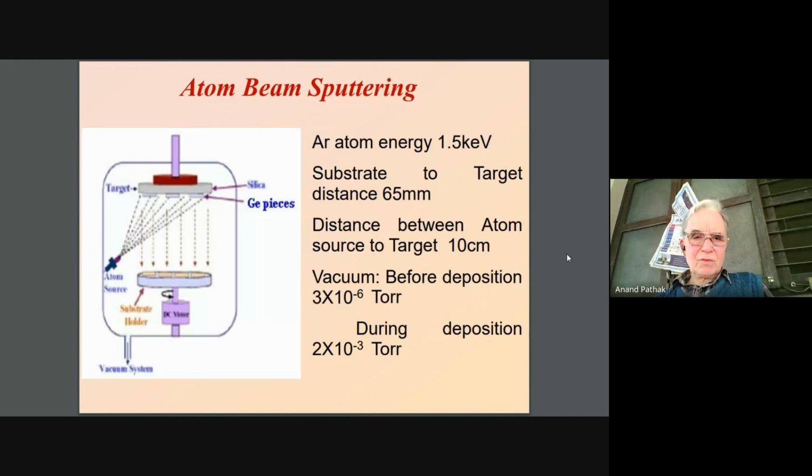See, atom beam sputtering: in that material, you have to send the metals, and then it deposits whatever you want to deposit on the substrate. You have to have these chips of that, and then by 1.5 kV atom energy, you can deposit it. Next.